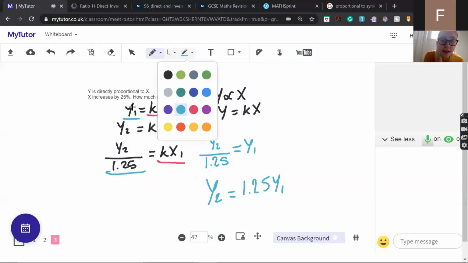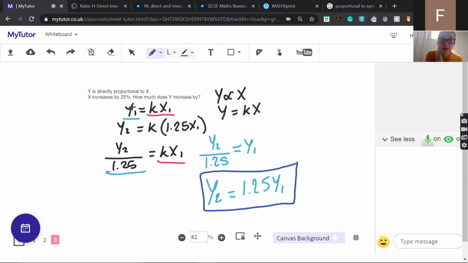And now this is our killer equation. This is what's telling it to us. Y2 is the value of Y after the increase in X, and that's equal to the original Y1 times 1.25. So Y has increased by a factor of 1.25, which is equivalent to a 25% increase. The goal with these equations is to write the new value of Y in terms of the old value, because then you can work out how much it's been multiplied by.